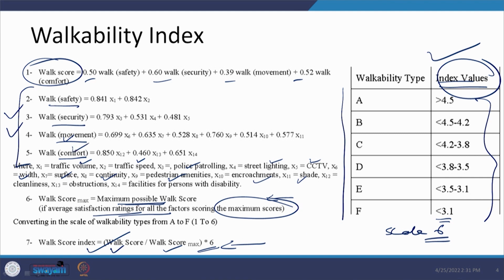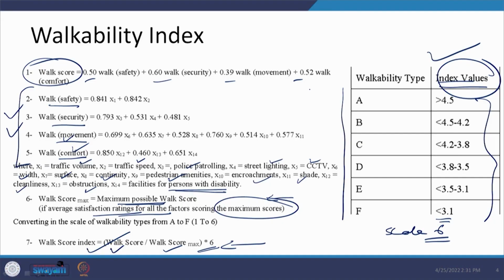And in the same line, if we talk about comfort, then comfort is related with the cleanliness of the facility, the presence or absence of the obstructions on that, and also it takes into consideration the accessibility of that facility for the people who are having different abilities. So, if we look at all of these things, what we found is there are a lot of factors which have been taken into consideration so as to arrive at a walk score as well as the maximum value of that walk score, which provides us the indexed value for that particular area, so as to have a categorization under this one.